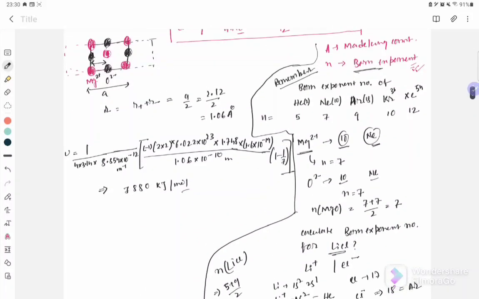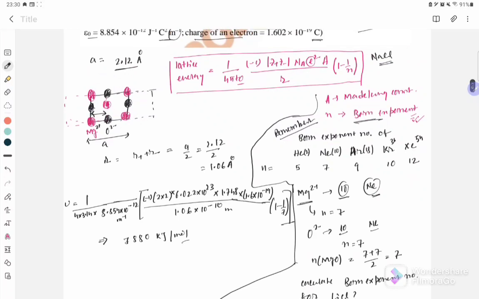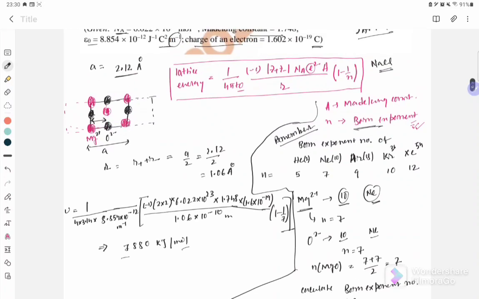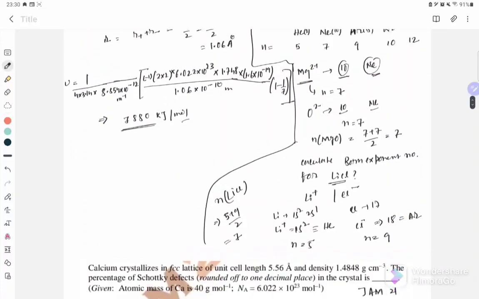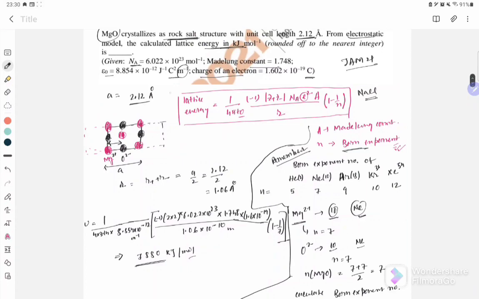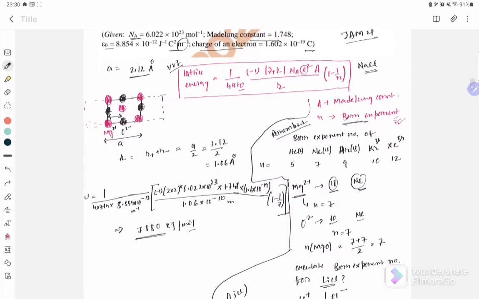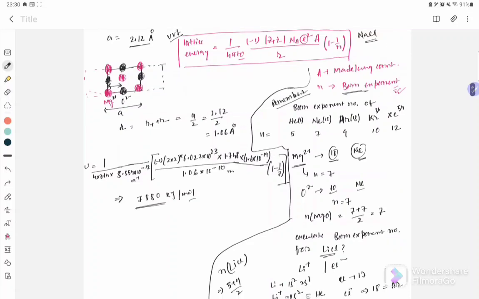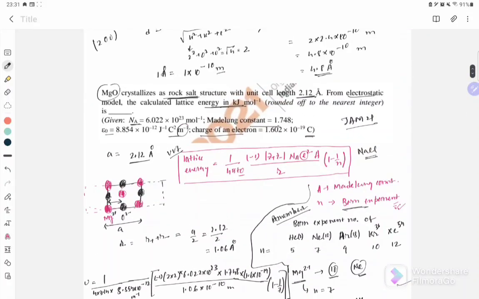You just have to do this slowly in the examination, and you can easily do this. Okay, in this equation question, what is important is the equation, the lattice energy, the rock salt type structure, and how to calculate the Born exponent. Okay, these are the important things in this question.